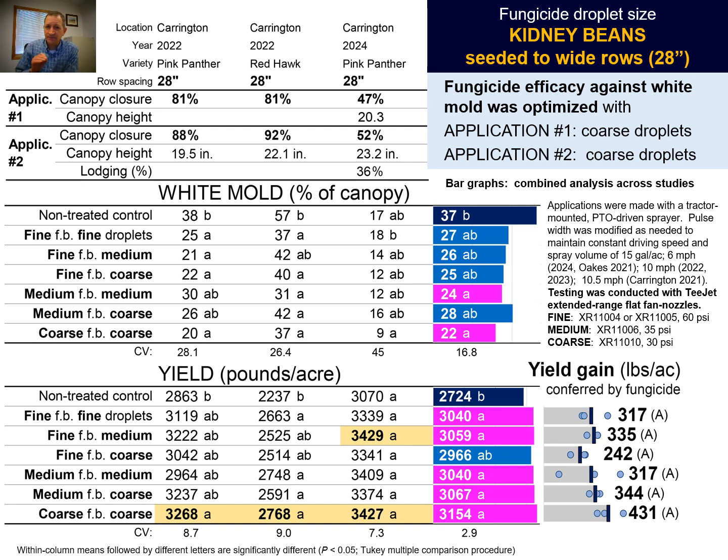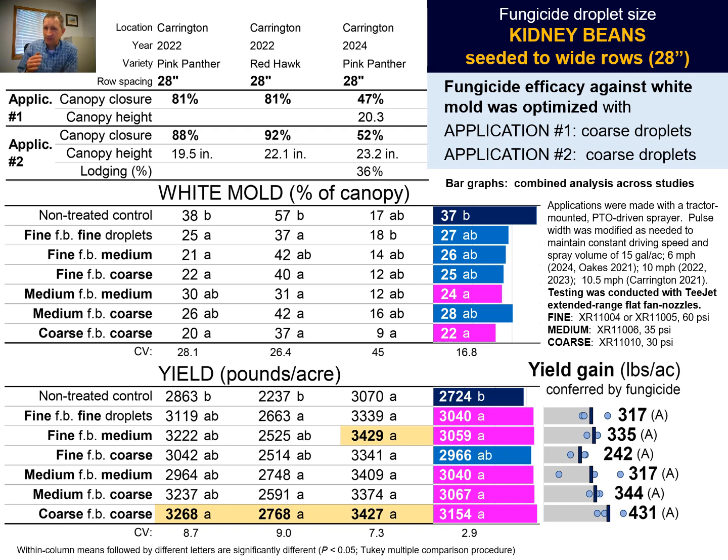What you can see immediately is that in none of these studies were fine droplets followed by fine droplets optimal. Instead, we consistently achieved maximum yields by applying with coarse droplets in each study. Yet, if you look at the combined analysis, you can see we do not have statistical separation. The lack of statistical separation is because we have only conducted 3 studies.